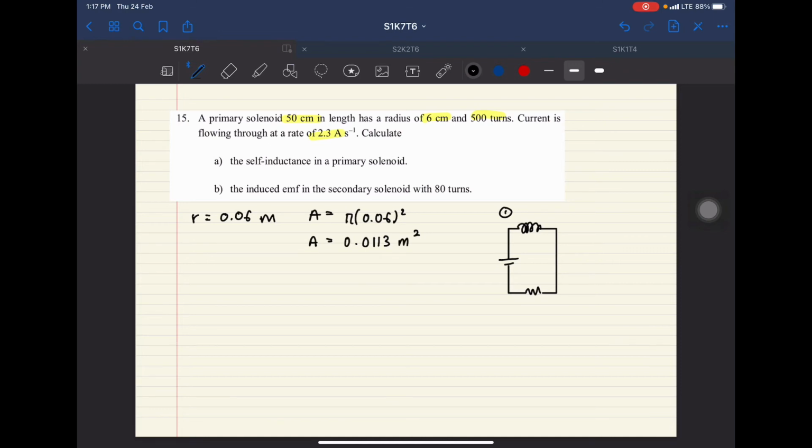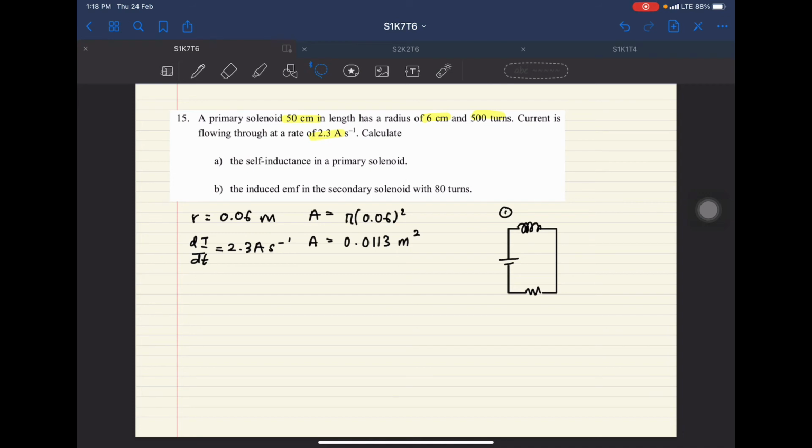And the current here is equals to, but remember, this current is flowing at the rate of 2.3 ampere per second, that one actually indicates di over dt. If you're not sure, you can check the unit. So you can see that the unit is ampere per second. So that means 2.3 per second. Every second 2.3 current flows. What else? Oh, that's it. Okay, so maybe I just put this one over here.